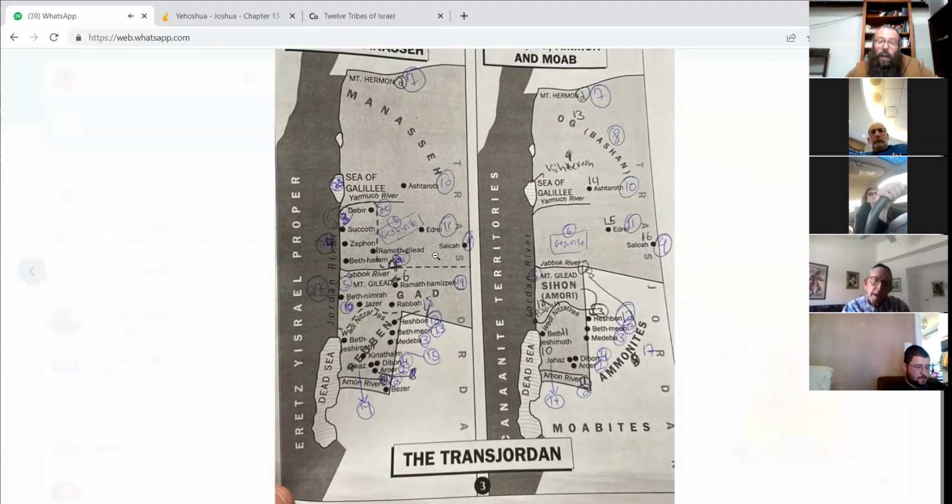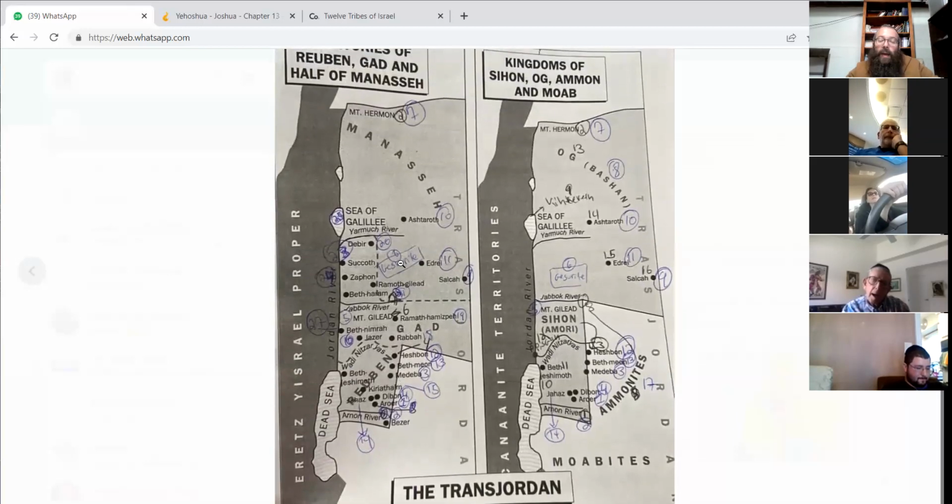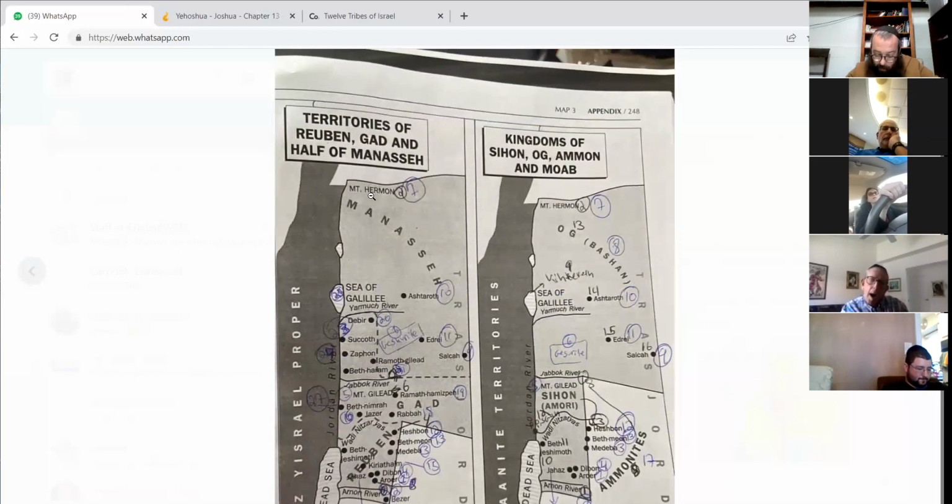And then there was the Geshuri and the Maachati. I looked up, it doesn't have it in the map here, but the Geshurite and the Maachathite, right here in the middle, right in the center, is where 2 other countries lived that the Jews also did not conquer their land, and they allowed them to remain over there. Then there is Mount Hermon, everyone knows Mount Hermon, all the way to the north, right over here.